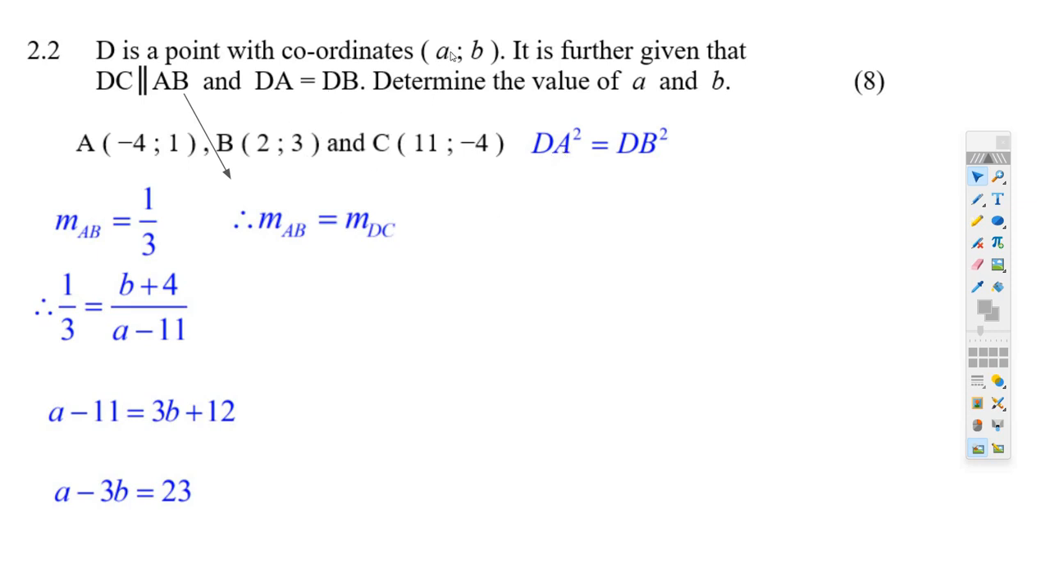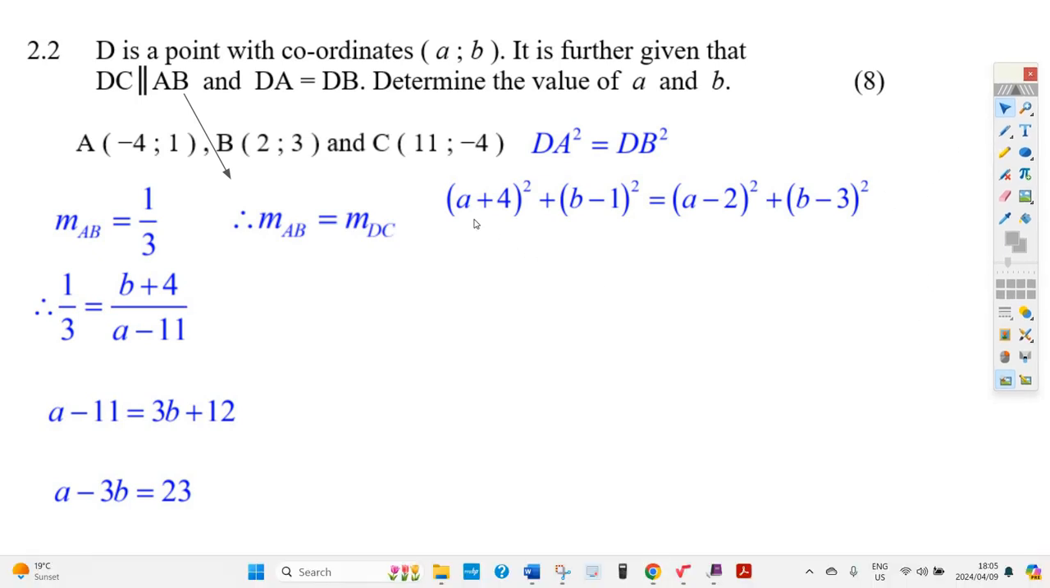Well, there's your A, and there's your point D, rather. D is this point. So you subtract the x coordinates, that's the distance formula, A minus 4 and B minus 1, and you square it. And then DB is A minus 2 and B minus 3, and you square it. And that's your answer. We're going to multiply all of this out. We're going to cancel a bunch of things, and we're going to end up with a formula like this.